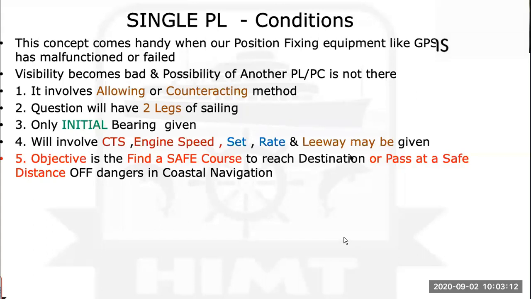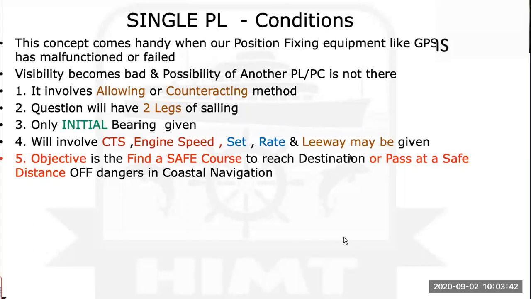So there are different cases. First case we will see without current and wind. Then we will see with current, allowing and counteracting. Then we can have leeway also. Then we can have one or two legs of sailing. Sailing legs means we have a course to steer given, or some other approach, like if we have 3 miles off, we have to approach 3 miles off.